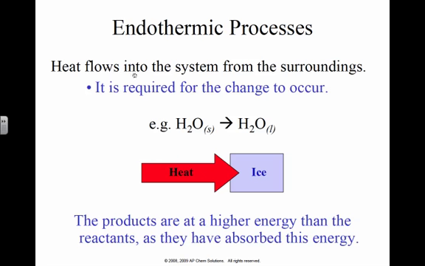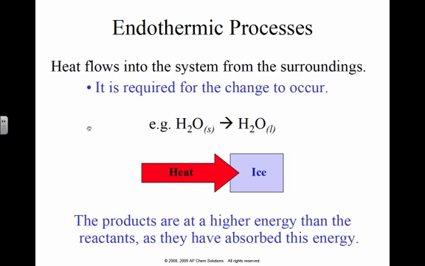So heat flows into the system from the surroundings is called an endothermic process. For example, if I have ice, in order for ice to melt into liquid water, I have to add heat from the surroundings to the system. The products, the liquid water, therefore are at a higher energy than the reactants were, as they have absorbed this energy right here. So now they have more energy.